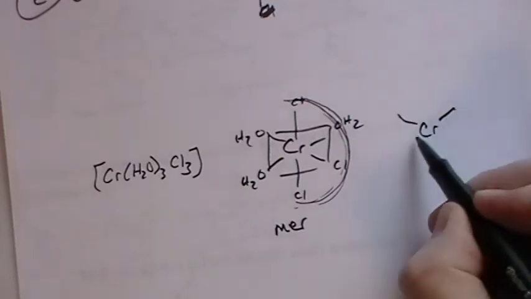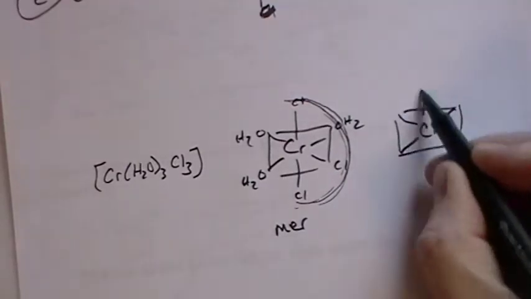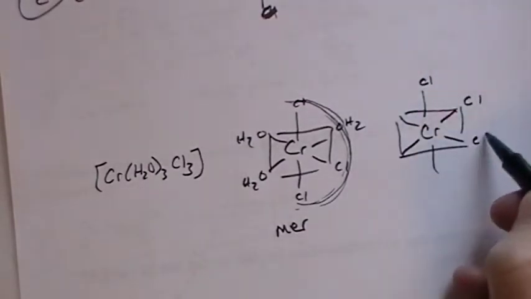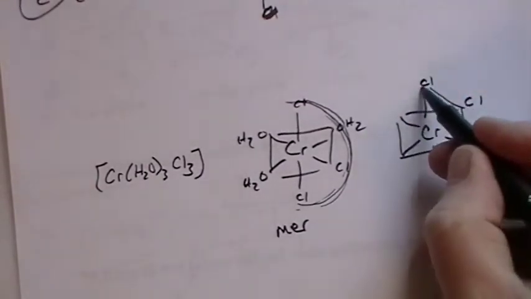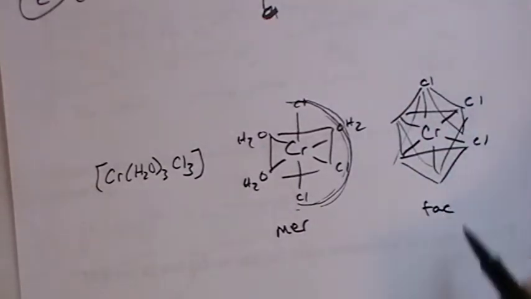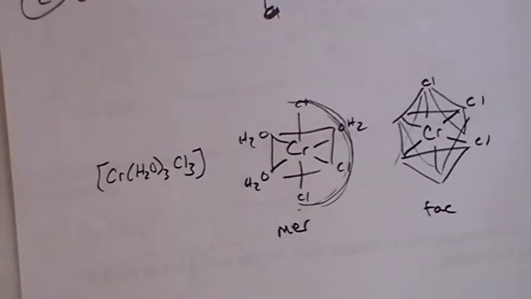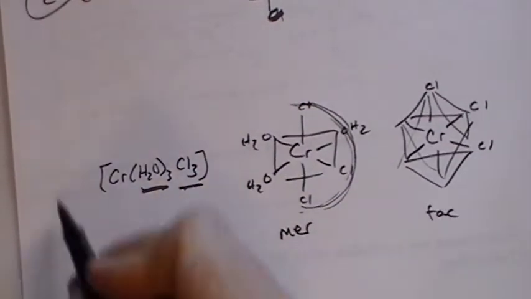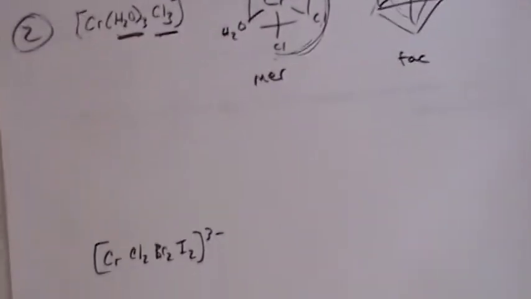And then the other one, there's only two, even though there looks like there might be a whole bunch of them. If they're all next to each other, all within 90 degrees of each other, they're now on the face of this octahedron. So this one is called fac, F-A-C. Those are the two that are possible when you have two sets, three and three. So there's two possibilities here.